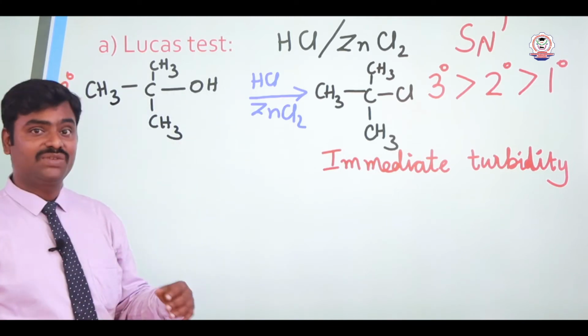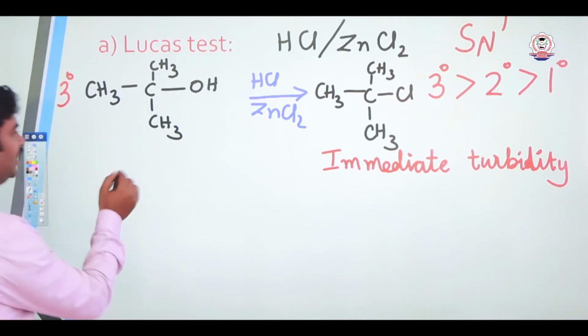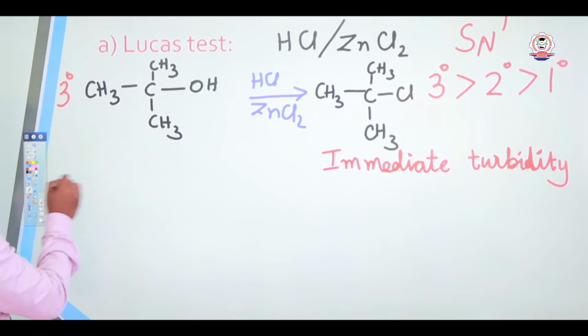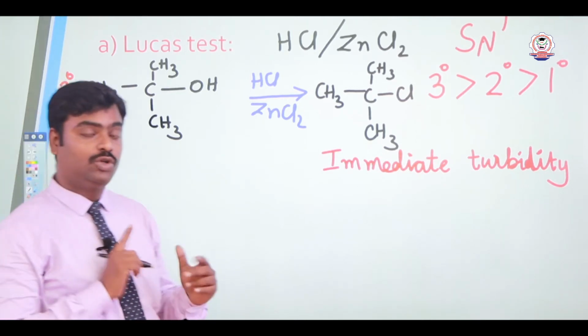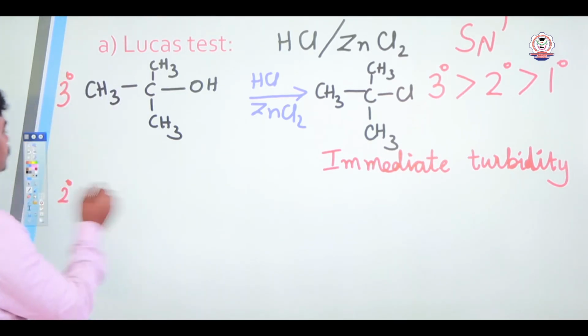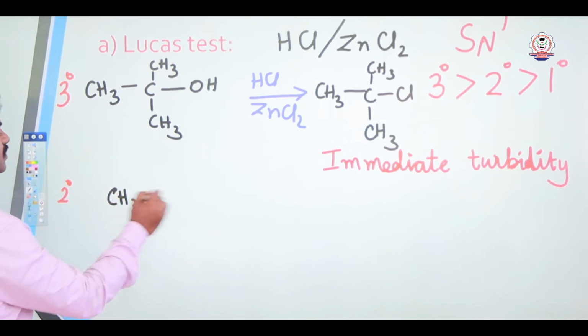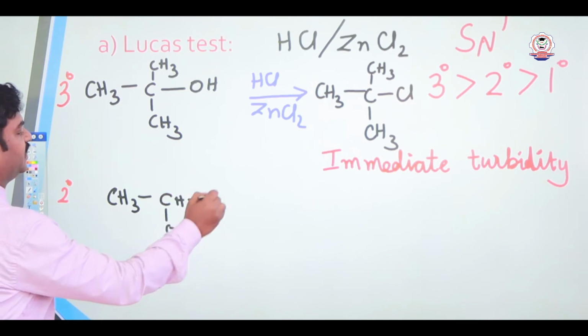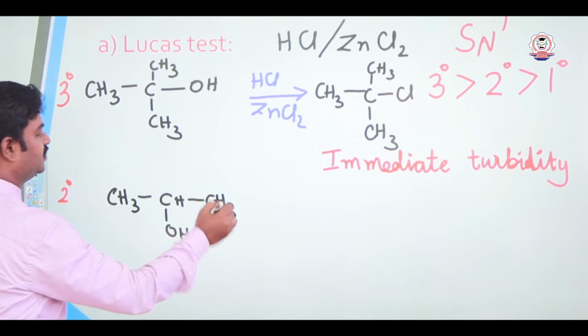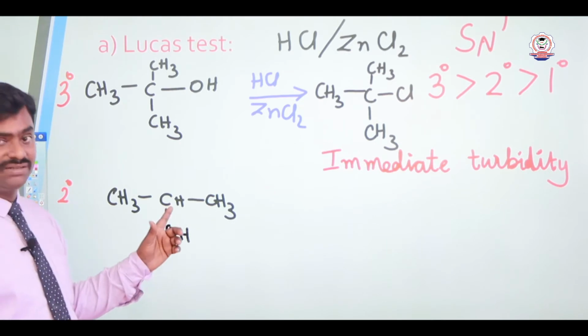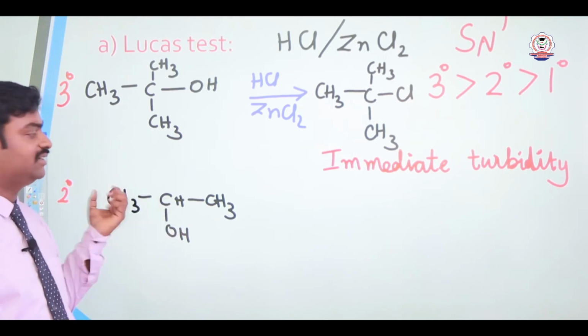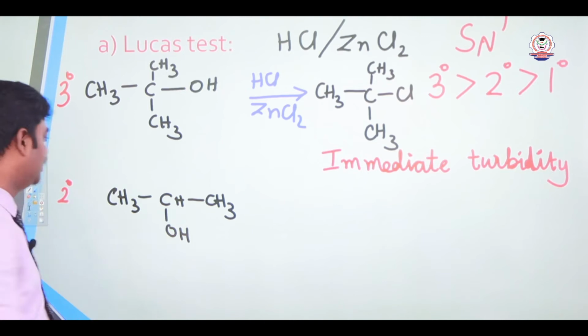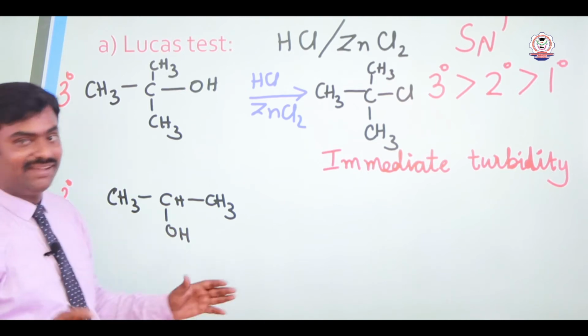Now, what happens with the secondary alcohol? I will take an example of a secondary alcohol, that is 2-propanol, CH3, C, OH, H, CH3. So now students, the carbon which is attached with OH is having 2 carbon system. So it is an example of secondary alcohol.